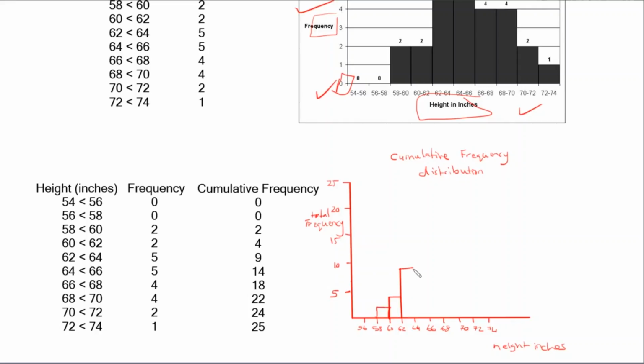Cool. I'm going to go across. And then from 64 to 66 is 14. So we've seen 14 students total. Go across. And from 66 to 68, we get 18.